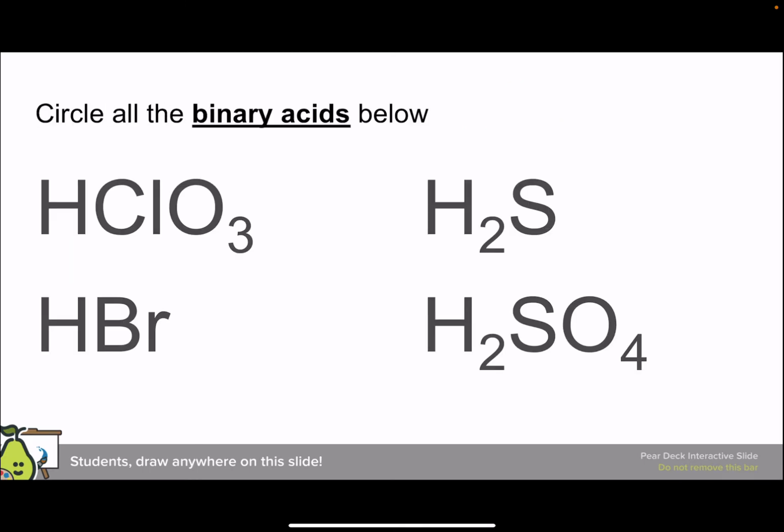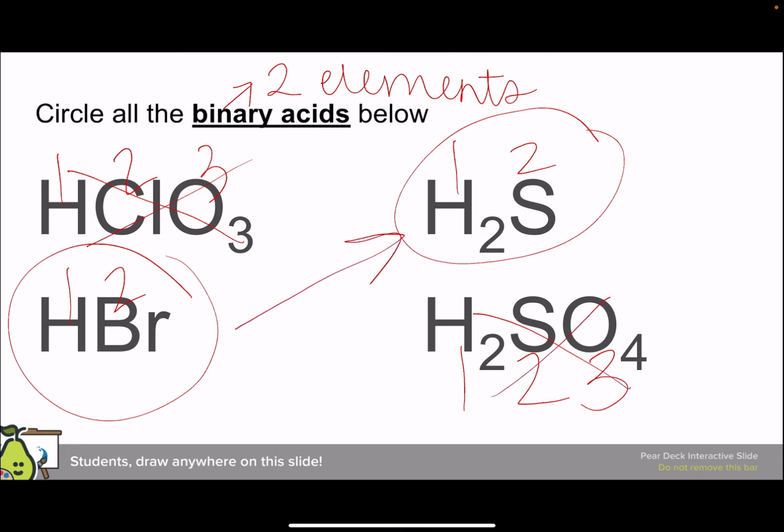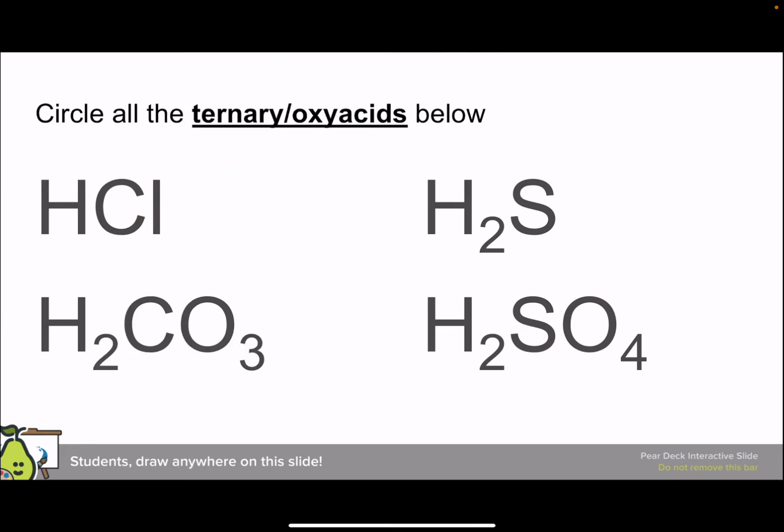Circle all the binary acids. So remember, to be a binary, like a bicycle has 2 wheels, we're going to have 2 elements. So as soon as we see more than 2, like 1, 2, and 3, it's not that. If we have 1 and 2, it is that. We have 1 and 2, it is that. We have 1, 2, and 3, it is not that. So these 2 would be binary because they only have 2 elements.